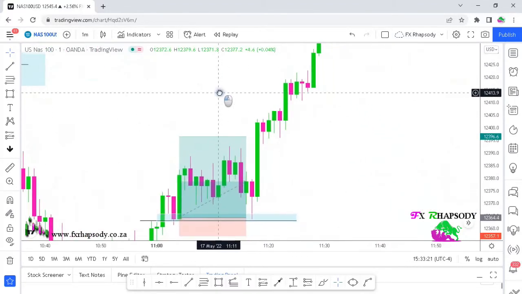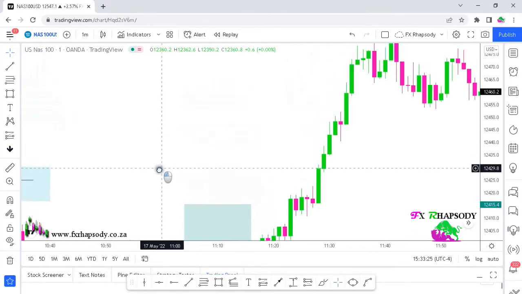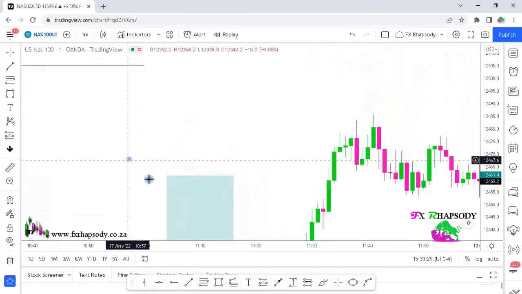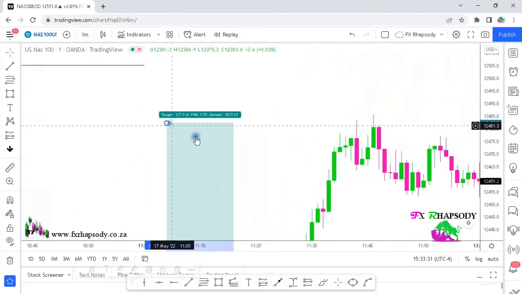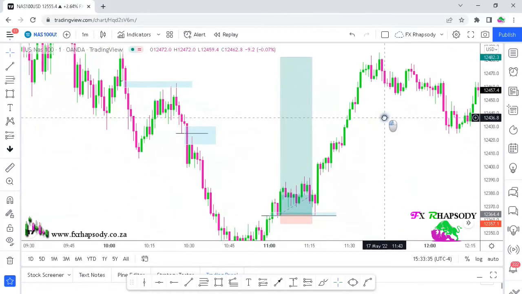But I mean, look at this price going up. So we caught, what was it, 130 odd pips? Look at this major one. Okay, just going to zoom it out a little bit more so we can see.